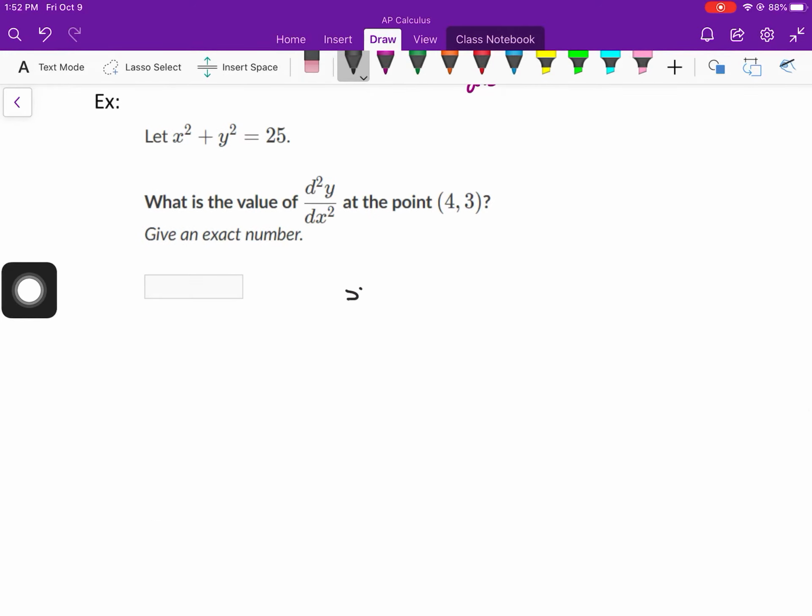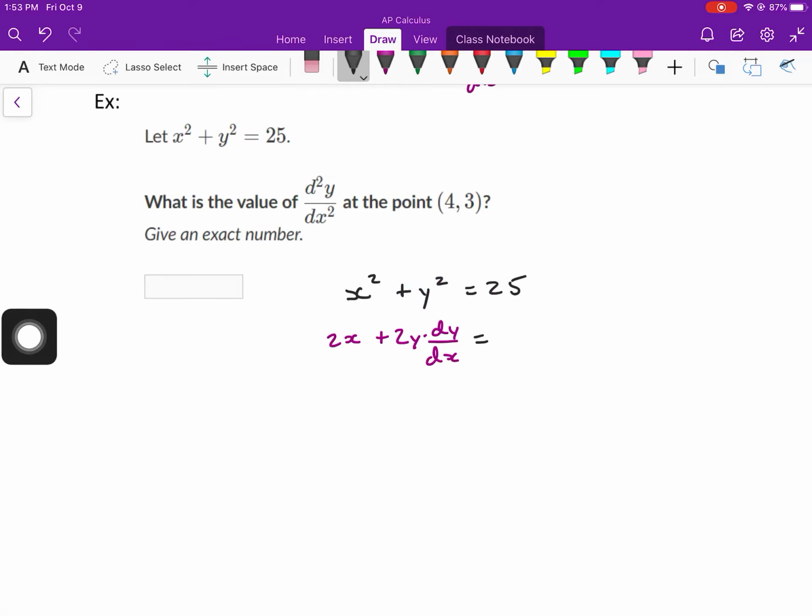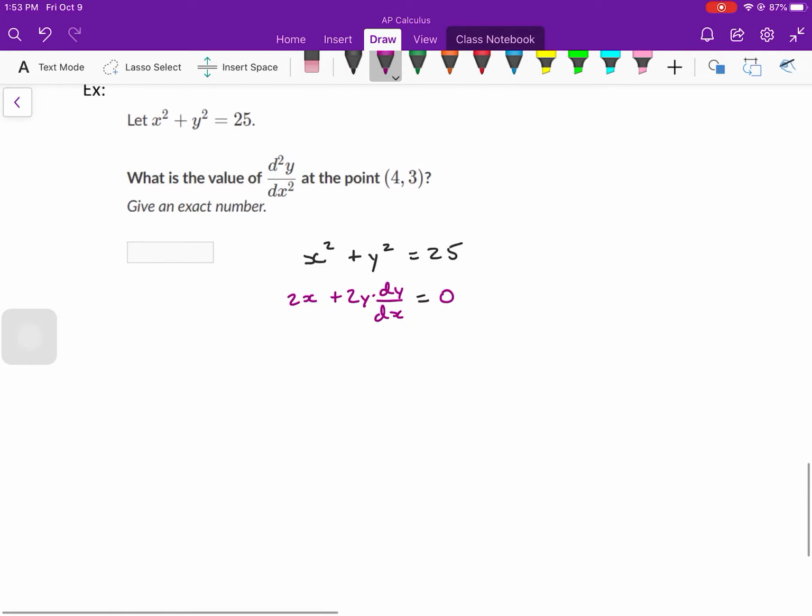So we're starting with x squared plus y squared equals 25. So I'm going to take the derivative. The first derivative we'll do in purple: 2x plus 2y times dy dx equals, and then the derivative of the 25 would just be 0. So we're going to get dy dx by itself, so I'll subtract 2x, because remember, we're just finding the first derivative right now.